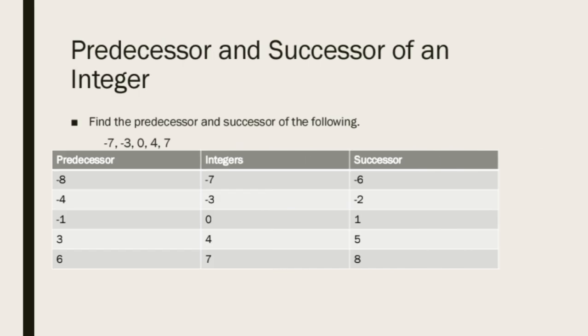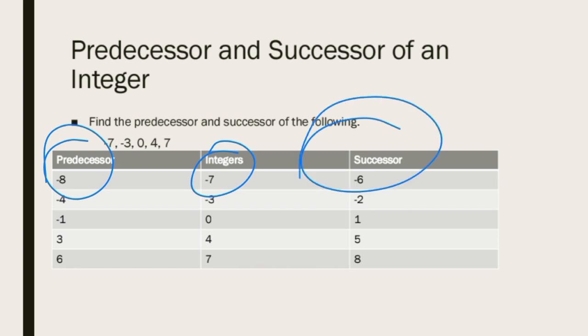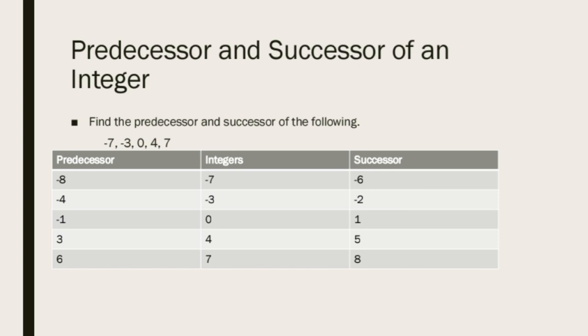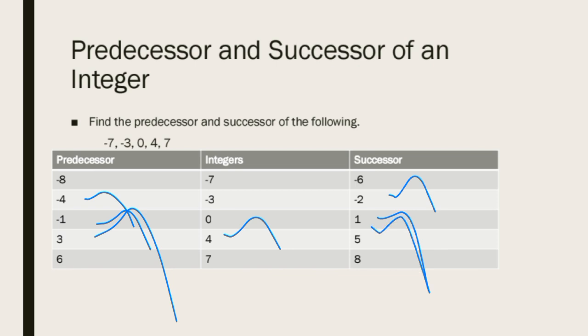Predecessor and successor of an integer. Find the predecessor and successor of the following integers. -7: its predecessor is -8 and its successor is -6. -3: its predecessor is -4 and its successor is -2. -1: predecessor -2, successor is 0. 0: predecessor -1, successor is +1. 4: its predecessor is +3 and its successor is +5.